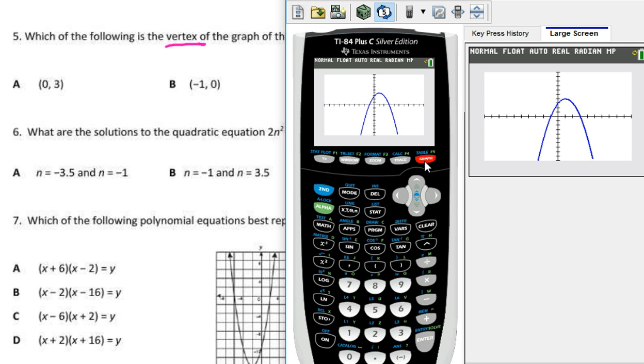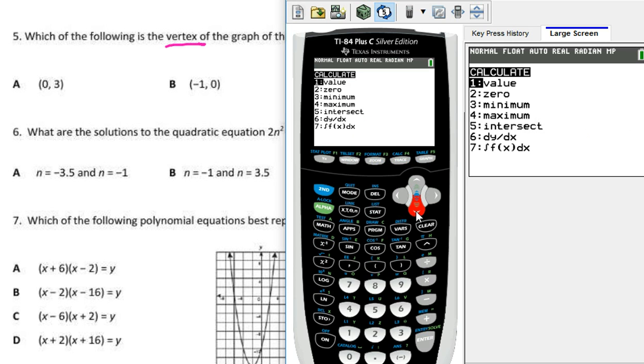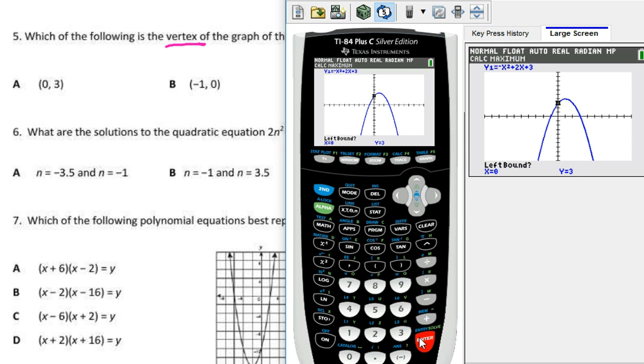And there he is. Is that a maximum or a minimum? Is my vertex a max or a min? Yes, it is a maximum. So let's go second trace, and let's find what our maximum is. Hit enter.